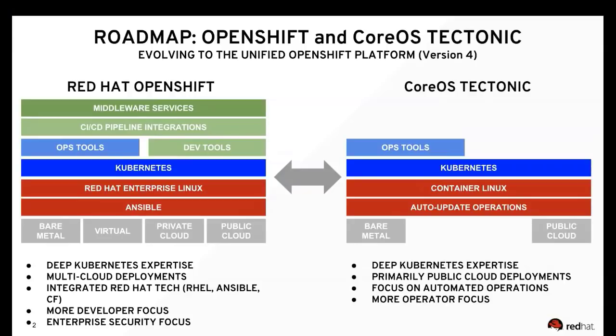Other cool things that we're going to get as well is we're now going to an immutable stack. That's some technology we've gotten from CoreOS as well, and that's also going to allow us to start doing things like over-the-air updates. So CoreOS had a lot of great technology and ideas, and we're fully embracing that and bringing it into OpenShift 4.0.